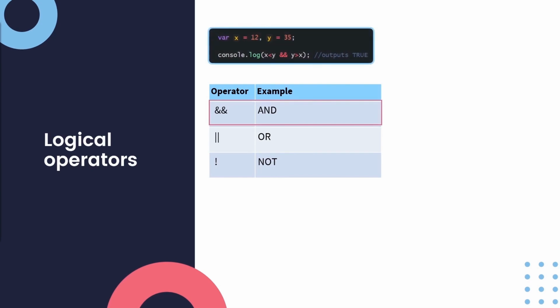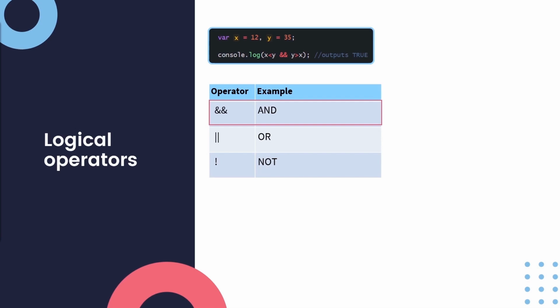In our first example, we have two variables set in a single line. This is just a shorthand way of creating variables, where x is equal to 12 and y is equal to 35. Now, we are console logging, or rather asking the question here, is x greater than y and is y less than x? Yes, this is true, and therefore we get an output of true.